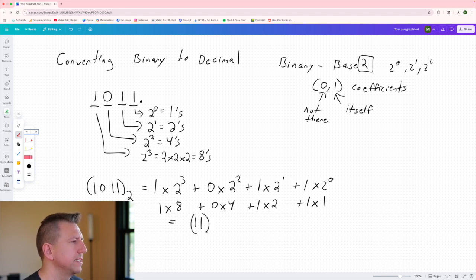And that 11 is a decimal number, so it's base 10. And that's how we do it for any number that is binary converting to decimal.